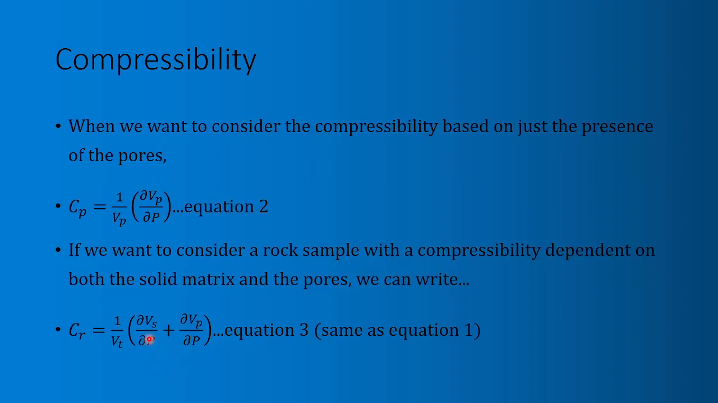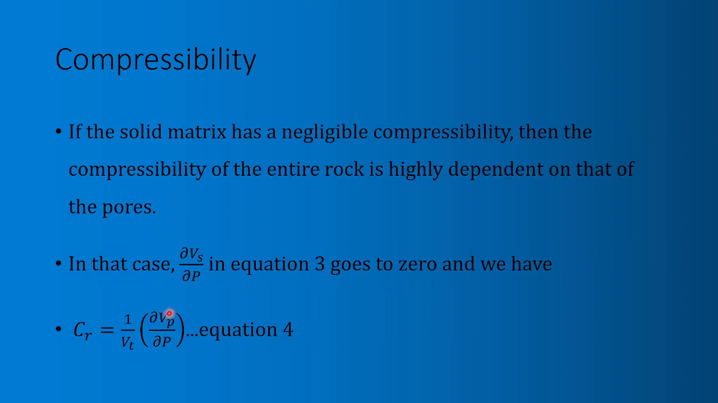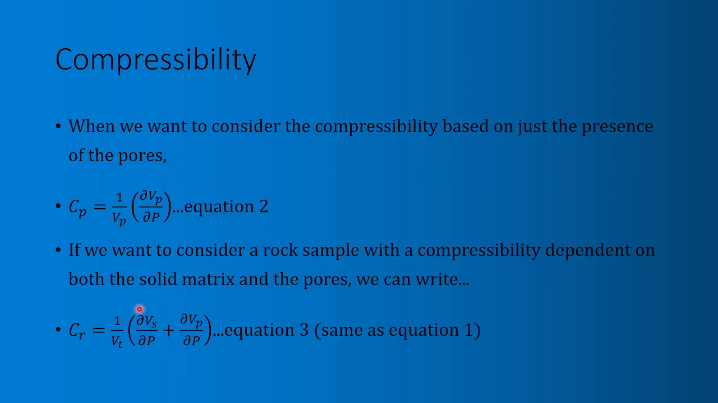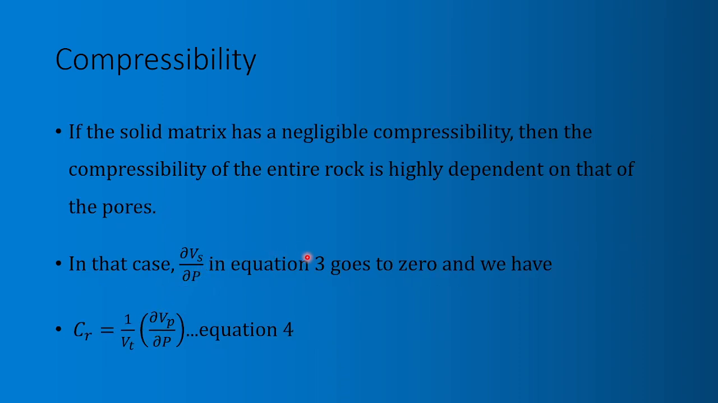It's the same thing, but this time we are expressing the total volume as the volume of the solid matrix and the volume of the pores. In the case where the solid matrix is not so compressible, or the compressibility is negligible compared to that of the pores, we can take the first part, the change in Vs over change in P, to be approaching zero or to be zero. We are taking it to be negligible.